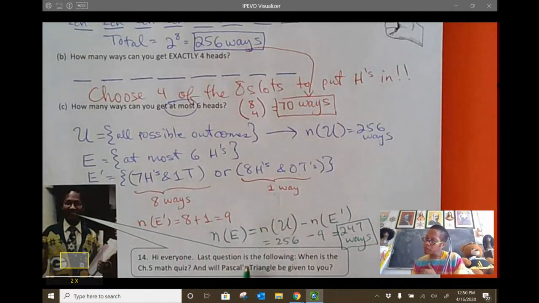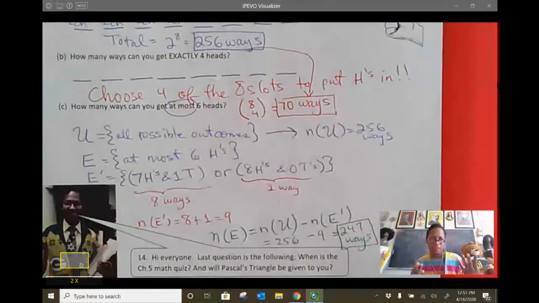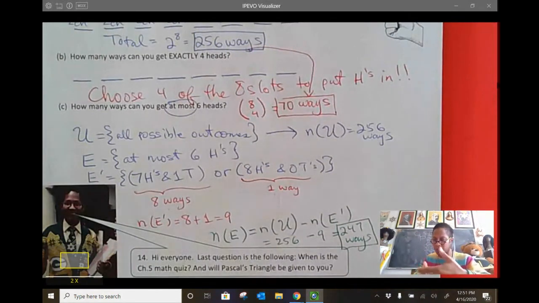Hi, everyone. Last question is the following. When is the Chapter 5 math quiz? Next week. I'm going to email it to you. I don't know how I'm going to time you for it. And will Pascal's triangle be given on it? Yes, it will. I really don't know how we're going to do this. Me and Beck are discussing it too, with others. So we'll see. Maybe I'll just have everyone take the quiz at the same time, and then say email it to us by this time.